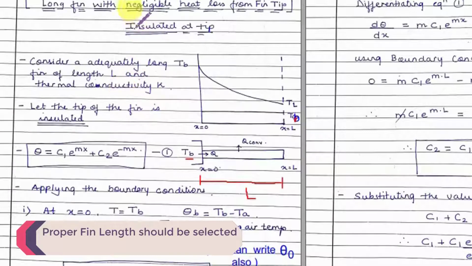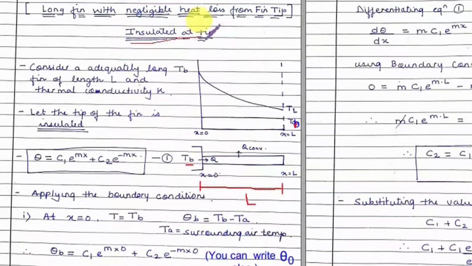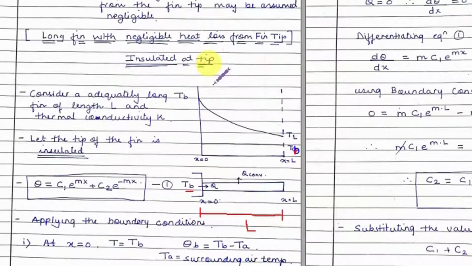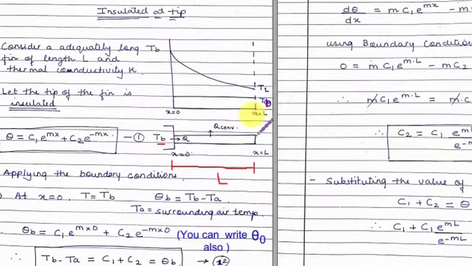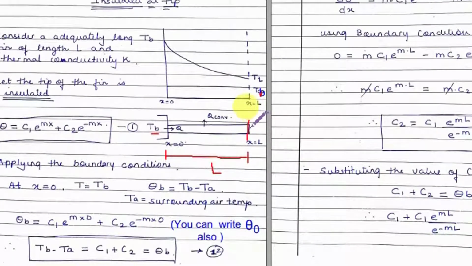So here what is given is that the fin is insulated at the tip. This is given. So here you can see this is the tip. Now this tip is insulated, means what will happen? There will be no flow of heat from the tip. It will be neglected as it is insulated.